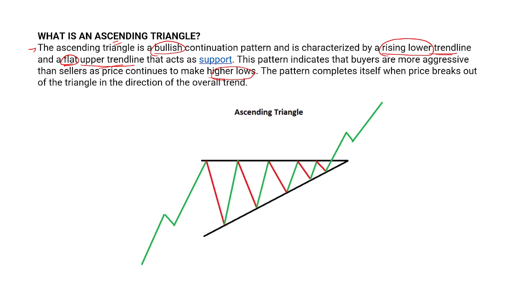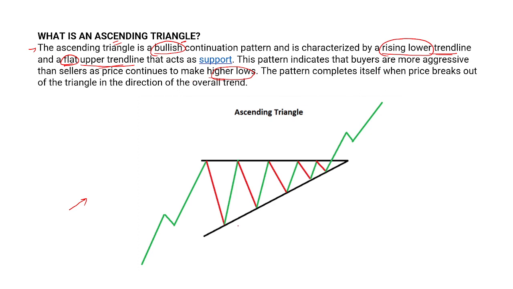So I have read this entire paragraph, and in this paragraph I have highlighted a few important words. First, bullish. The ascending triangle pattern is a bullish pattern where buyers are more powerful than the sellers. That is why buyers are able to move the price towards up. This pattern indicates that buyers are more aggressive. So far we have learned two things. It's a bullish continuation pattern.